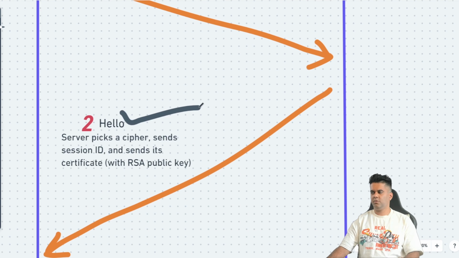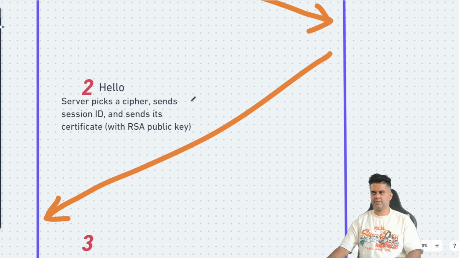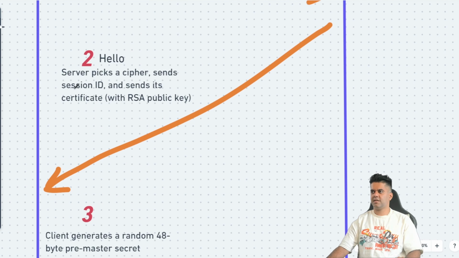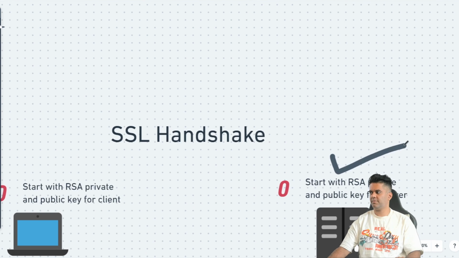The server sends back a hello saying, yes, I'm alive, I'm there. The server picks a cipher from the ciphers sent by the client. It sends the session ID and sends its certificate with its own RSA public key. Okay, this is the most important part. The certificate is the SSL certificate given to it by an authority, and the RSA public key is the key that is generated here in step number 0.